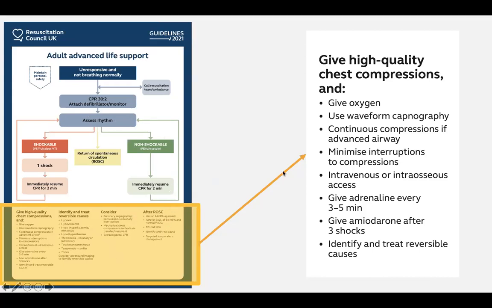And then in the bottom of the algorithm, it tells us what else we need to think about. So we need to give high quality chest compressions, which we've already talked about, and give oxygen, use waveform capnography, continuous compressions, minimize interruptions, and get IV or IO access and give adrenaline and amiodarone, and identify and treat reversible causes. We'll talk about those things very quickly now.